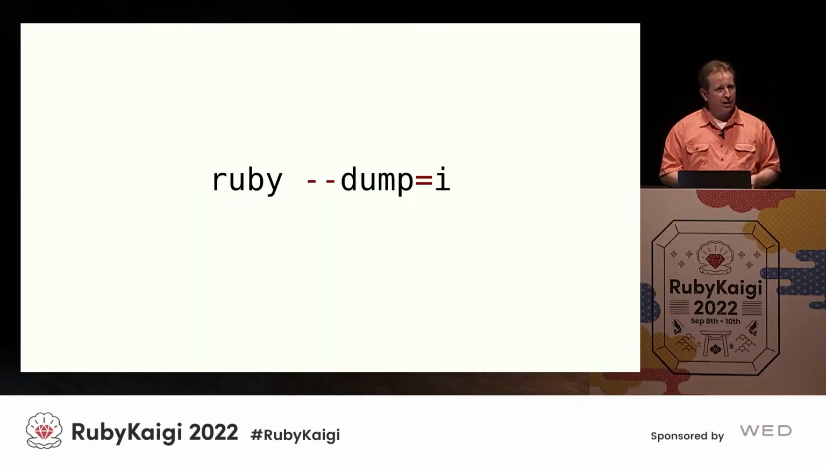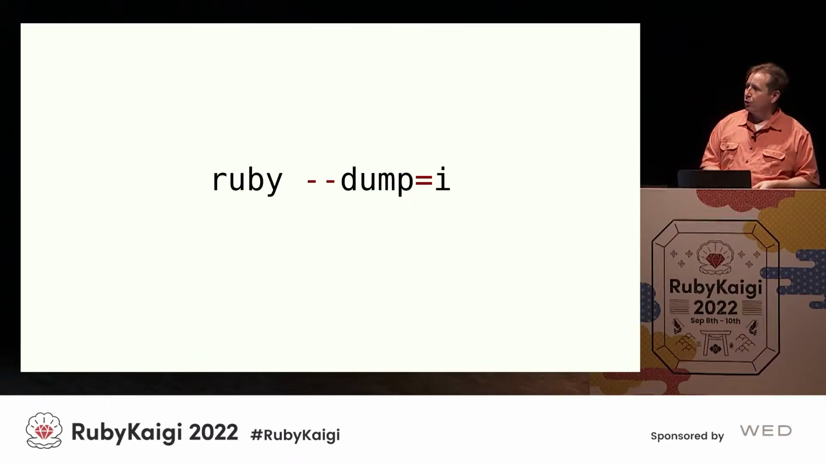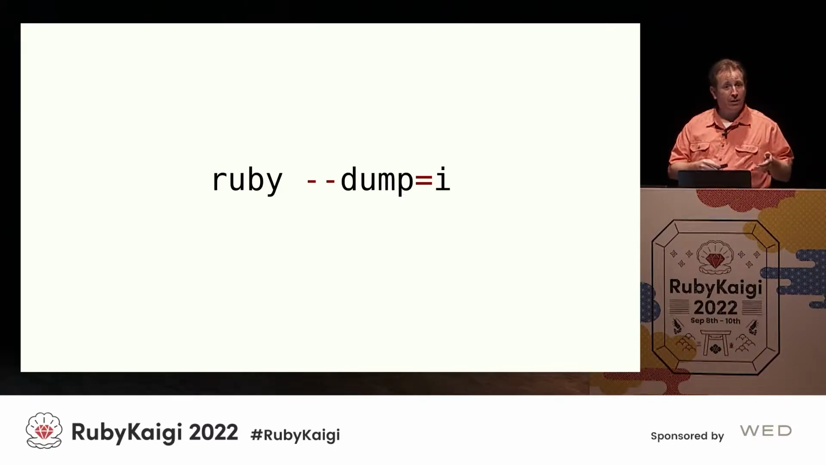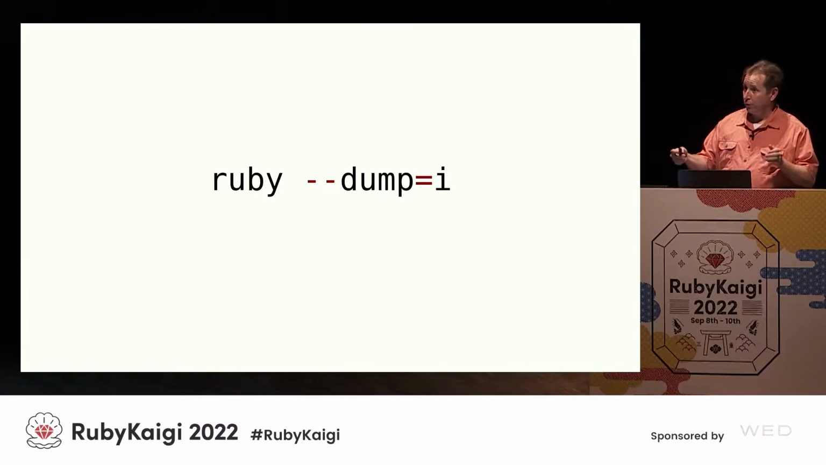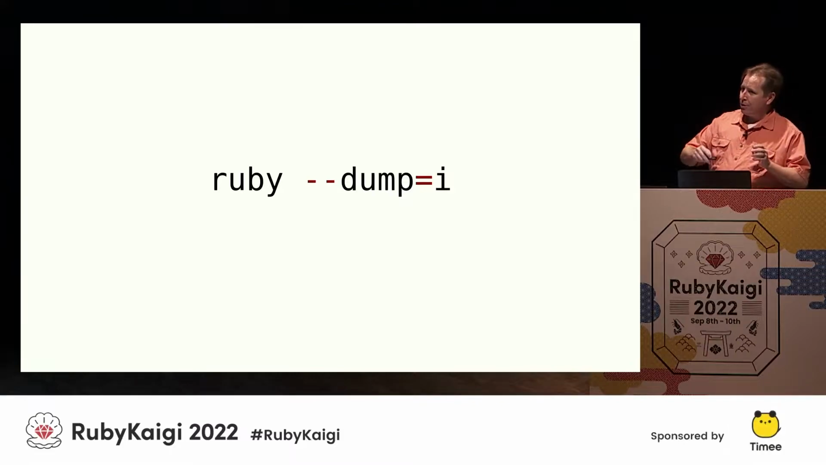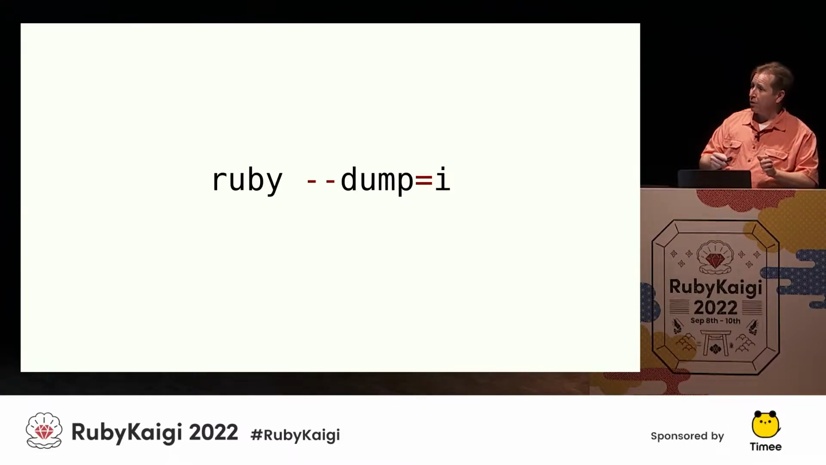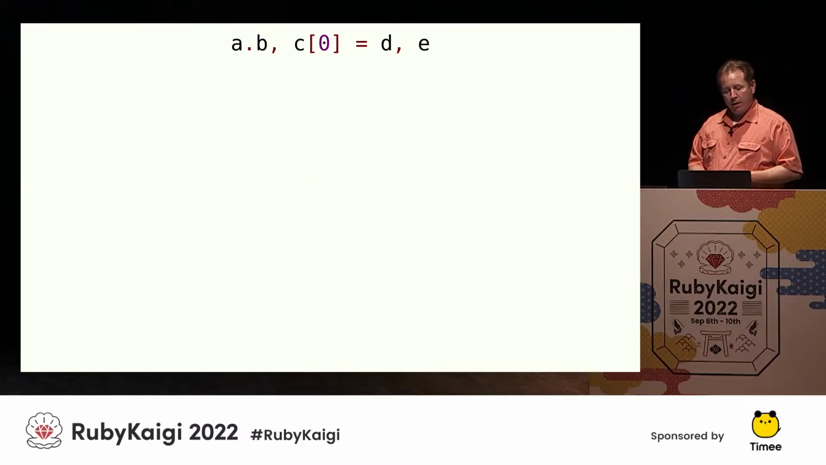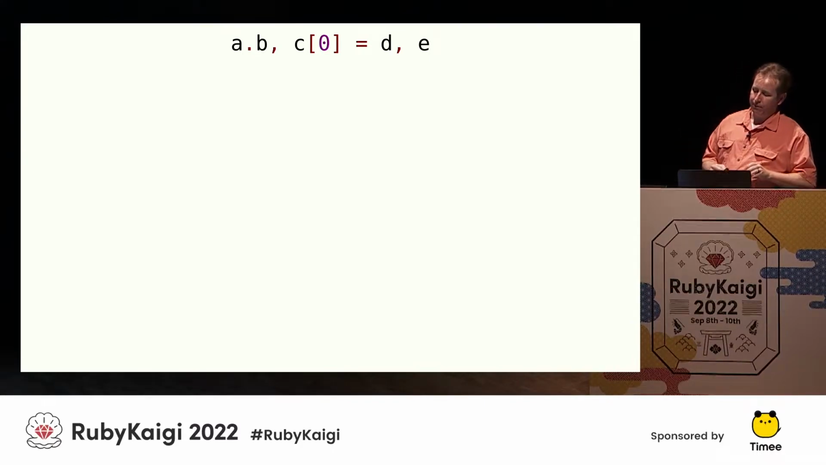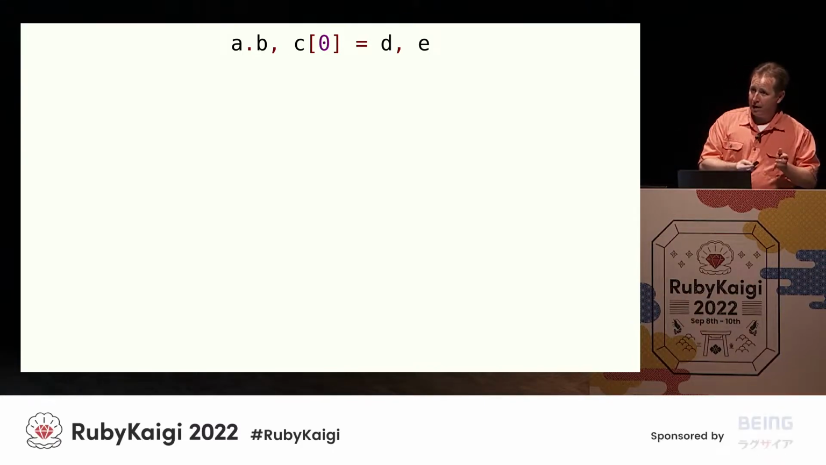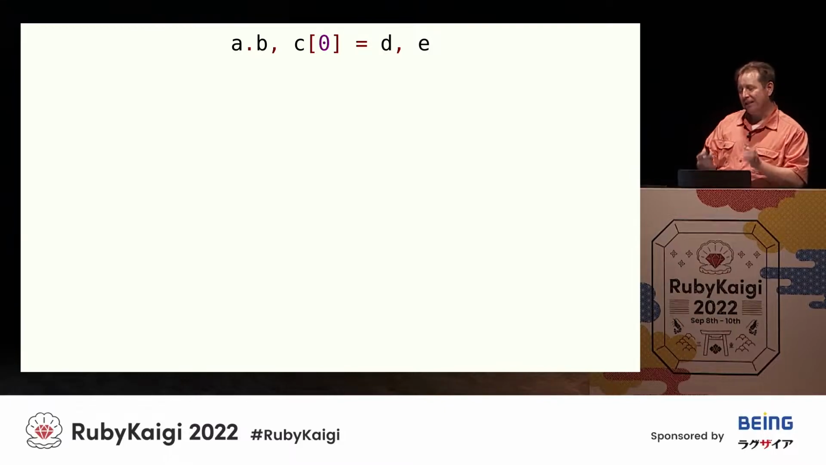So what do these virtual machine instructions look like? Well, Ruby comes with tools that allow you to easily see the generated instructions. You can run your Ruby program with the dump option with an argument value of I, which is short for dumping instructions. And this will allow us to see how multiple assignment instructions changed between Ruby 3.0 and Ruby 3.1. So we're going to start with a slightly different example. So here we have a multiple assignment expression, which will set the B attribute on A, and will set the first element of C with the values of D and E.